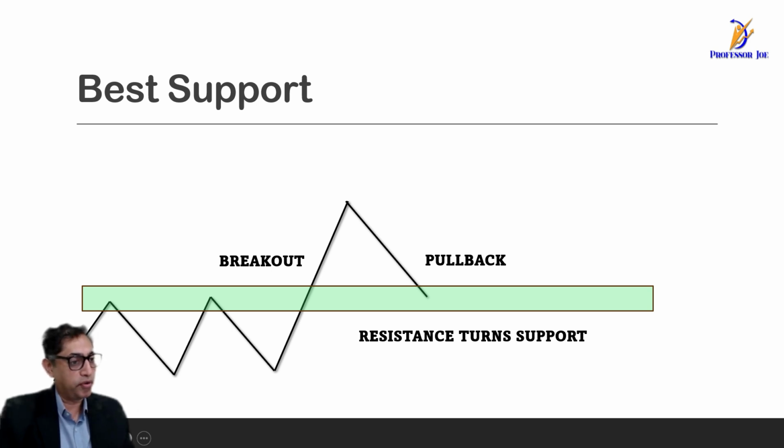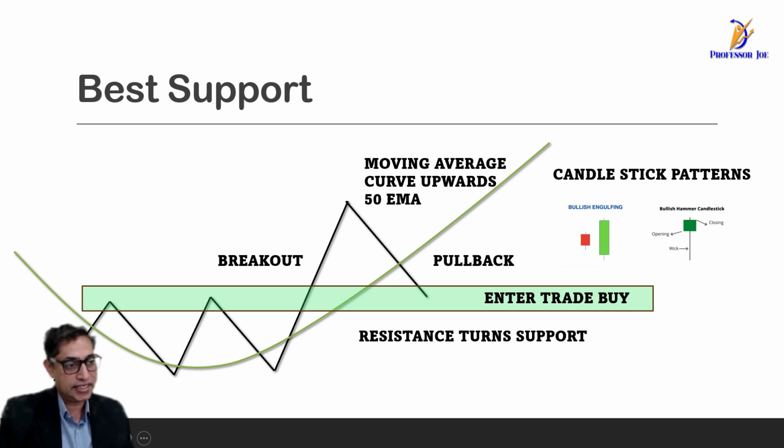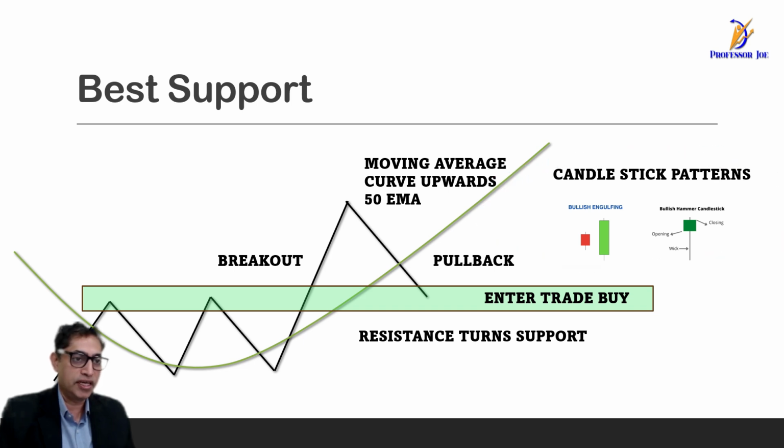So at this particular point, you want to enter into a buy. But before you enter into a buy, you also have to look at a couple more things. First, you put a 50 EMA and see whether the 50 EMA is curving upwards. If the EMA is curving upwards, it clearly means that the price is changing its direction. And at this confluence, you also have to look for a candlestick pattern. My two favorite candlestick patterns for a buy trade are the bullish engulfing and the bullish hammer pattern. If you see any of these patterns over here, then you can go for a buy.